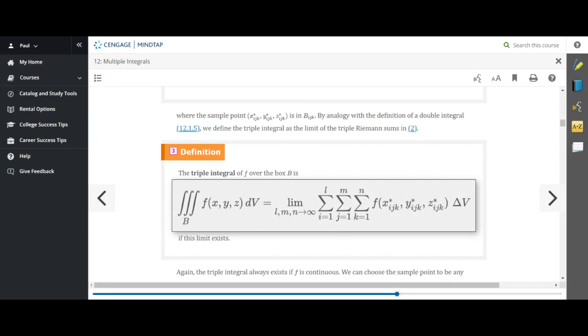Now, with double integrals, you had 2 types of regions. You had a type 1 and a type 2, and those regions were in the xy plane. But with triple integrals, since you're integrating over a solid, okay, you're going to have 3 different types of regions. Okay. Now let me show you.